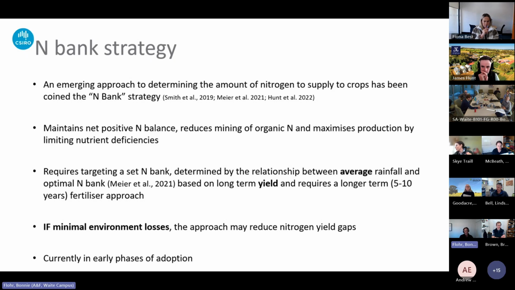It requires setting a target N bank, which is determined between the average rainfall and optimal N bank based on a long-term yield, and it requires a longer-term fertiliser approach. If the environmental losses are low, which emerging research suggests they are, the approach may be able to contribute to closing those nitrogen yield gaps in Australian wheat yields. The neat thing about the N-bank strategy is that it could be used as a baseline to compare different legume crop rotations to quantify the changes in artificial N applied.